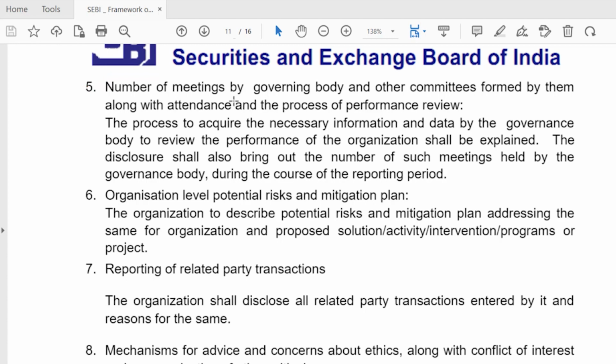Next comes the disclosure on the organization-level potential risks and the mitigation plan for addressing them. So the organization needs to disclose the proposed solution, activity, intervention or programs which it requires to mitigate any potential risk in the organization.